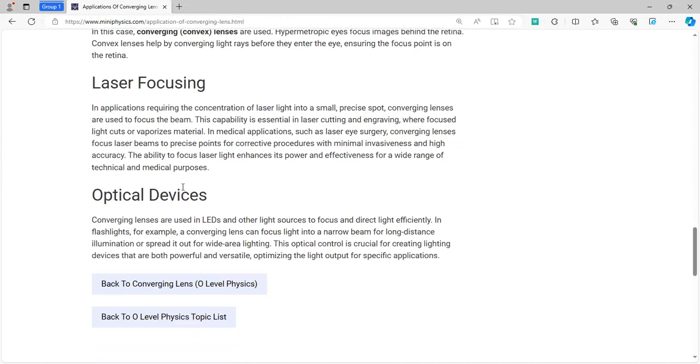Now, the other applications are laser focusing and optical devices. We know that in the modern era, with laser technology, the refractive errors can be easily removed in myopic or hypermetropic patients by removing the defect in the cornea itself.